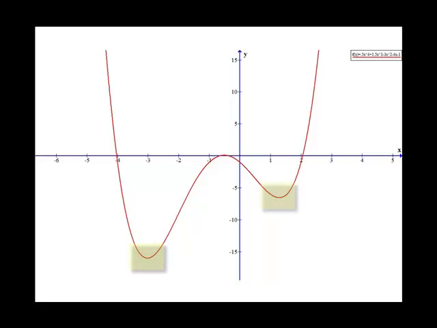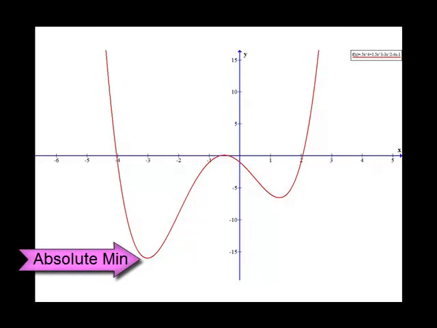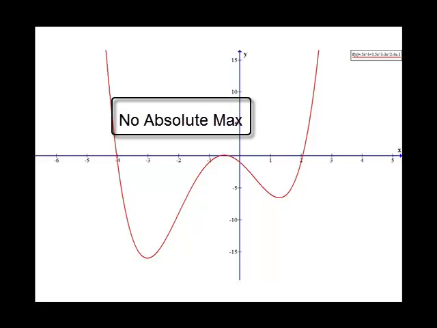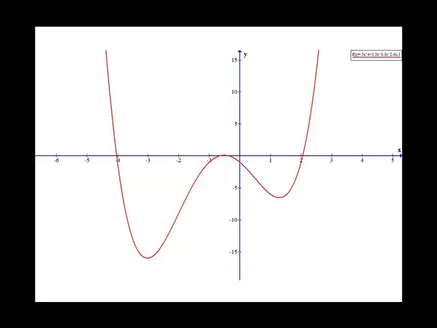Our final graph, we see that we have 2 relative mins and 1 relative max, as well as 2 inflection points. Our relative mins, one of those is an absolute min because it's the lowest point on the graph. Our relative max is not an absolute max, and in fact this graph does not have an absolute max because it continues to go up without bound.